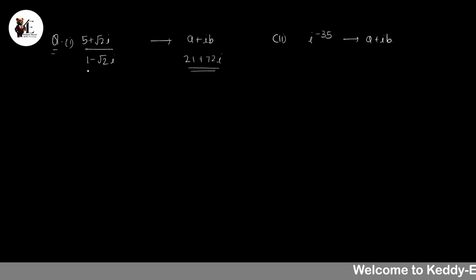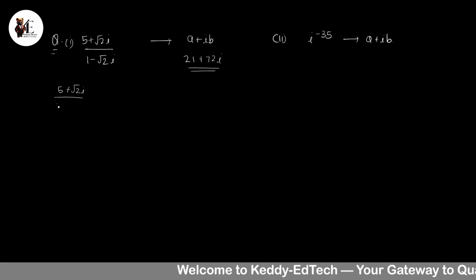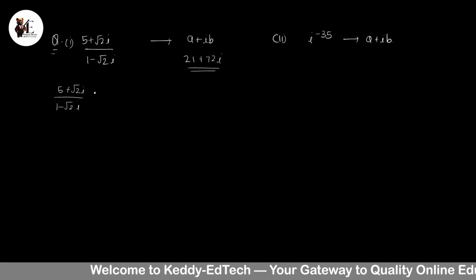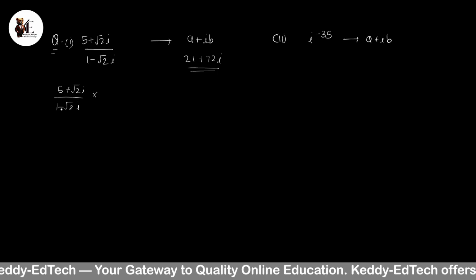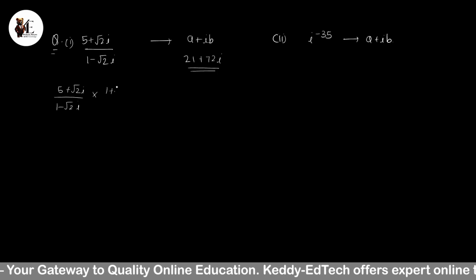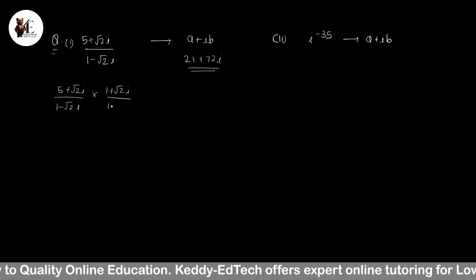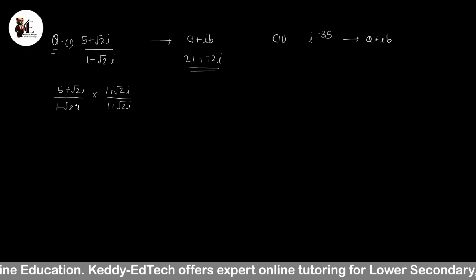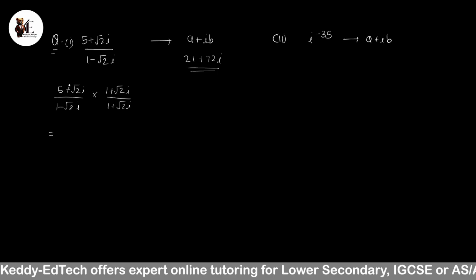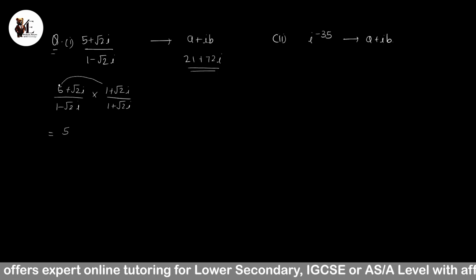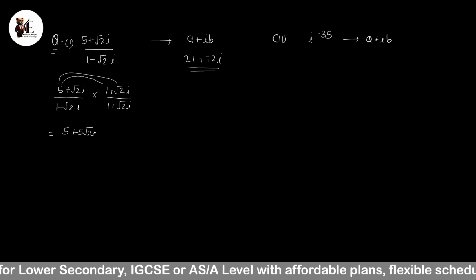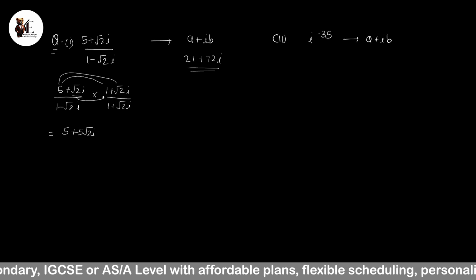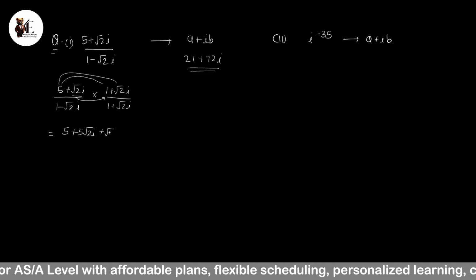So when we do the rationalization, the expression is 5 plus root 2i over 1 minus root 2i. So we will multiply by its conjugate. Conjugate means you have to change the sign of the imaginary part only. That will become 1 plus root 2i over 1 plus root 2i. So solving the numerator, 5 into 1 will be 5. 5 into root 2i will be 5 root 2i. Then root 2i will be multiplied by 1, so that is root 2i.